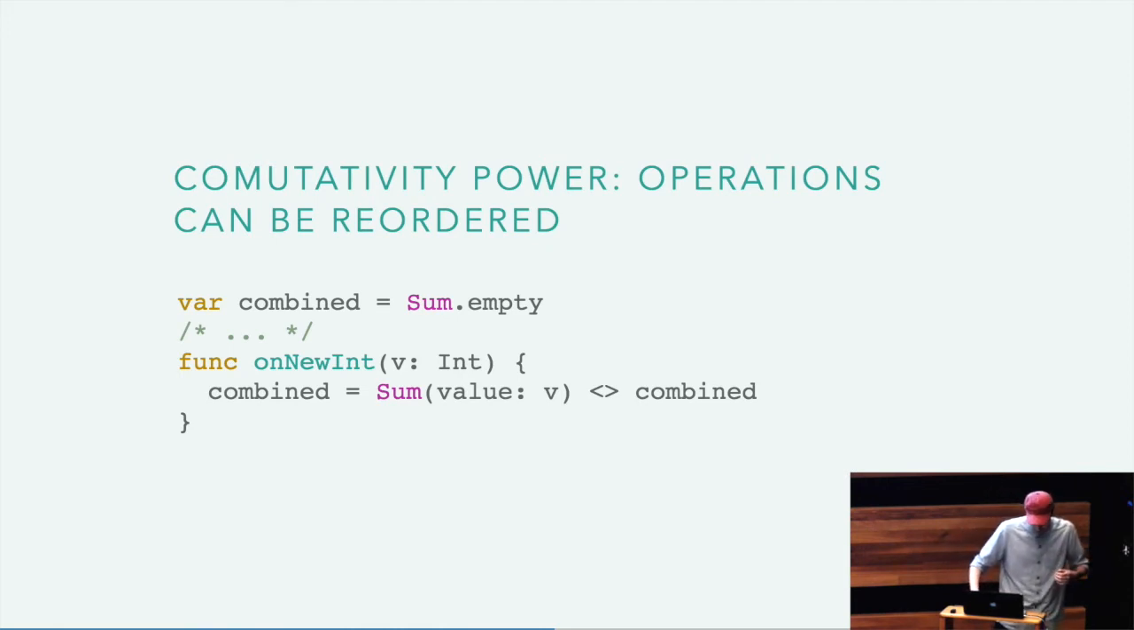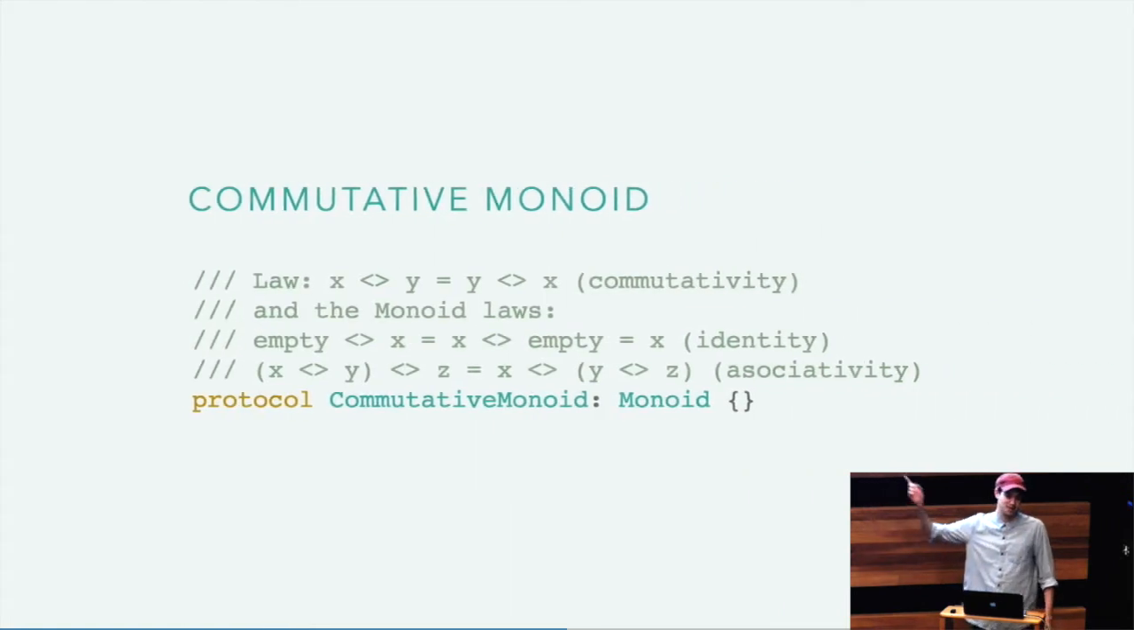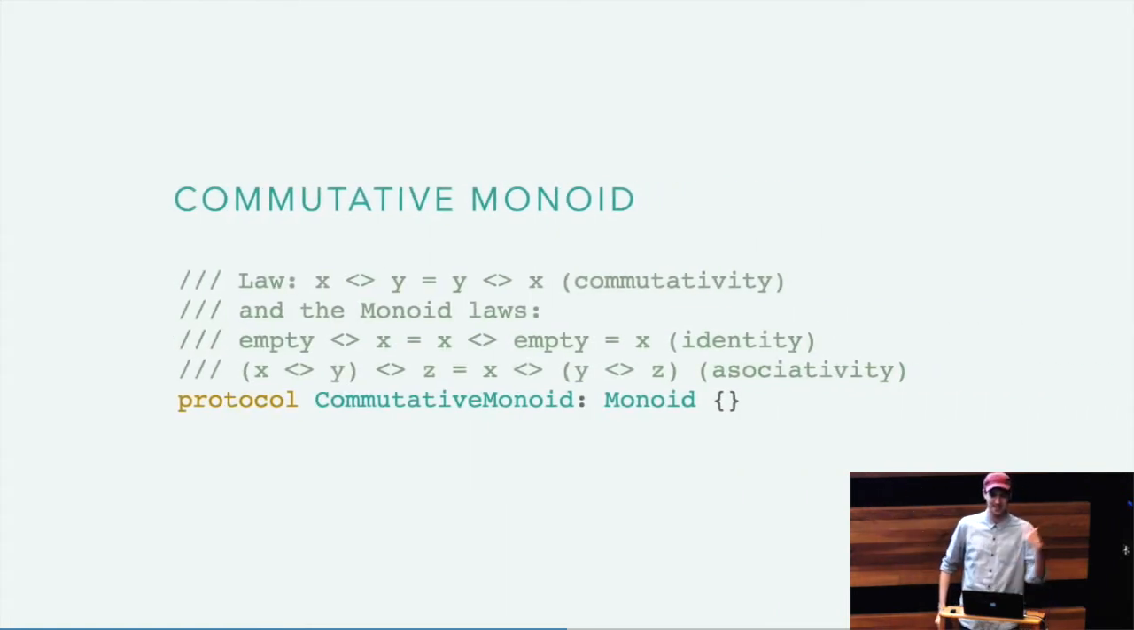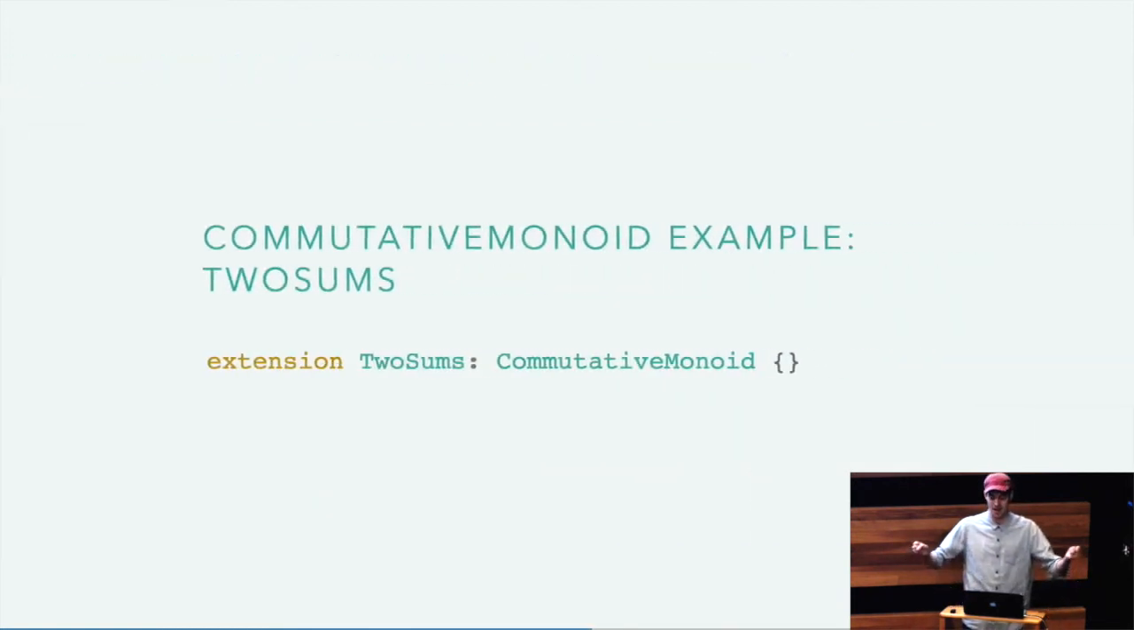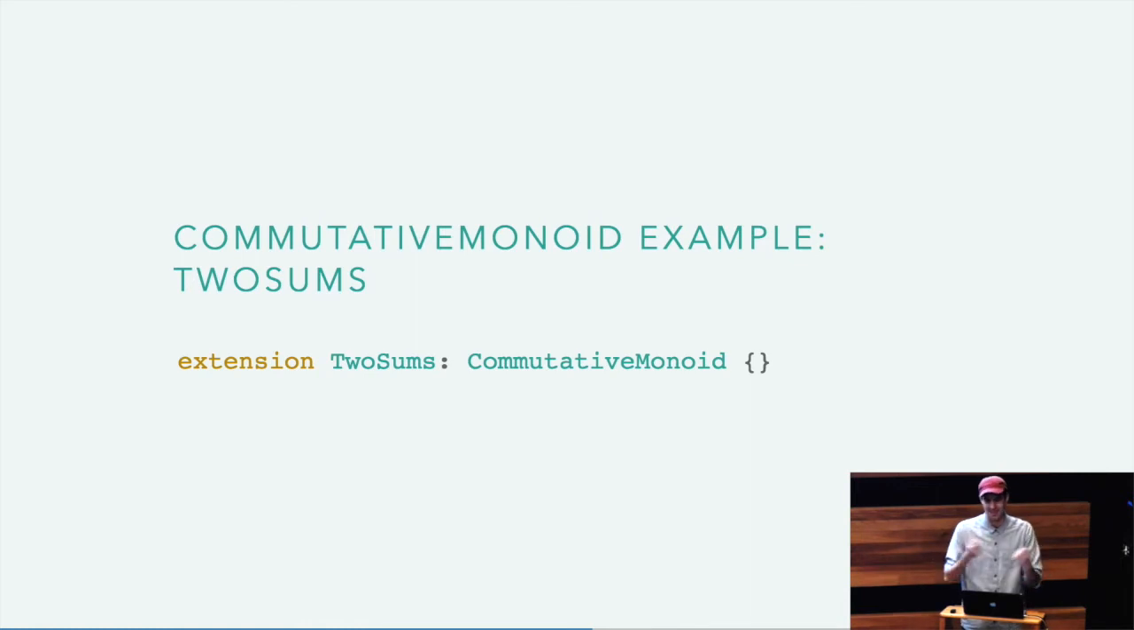If we think, what did the mathematicians call this thing? They got super lazy here and just said commutative monoid. That's what we're gonna call it. And this, again, it's a monoid, right? It has all the things a monoid has, which means it has all the things a semigroup has, and it has this extra law of commutativity, all right? In a picture, it's a subset of all the monoids in the universe, okay? Two sums is a commutative monoid, and the intuition is adding is commutative. I'm not going to do a formal proof, but there's another example.